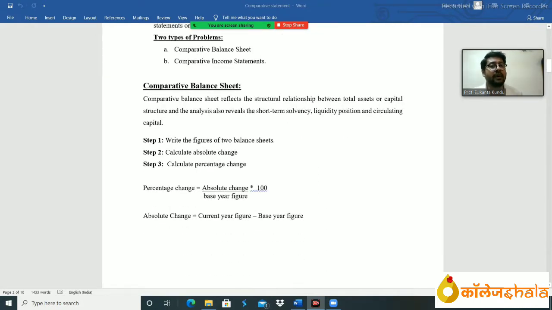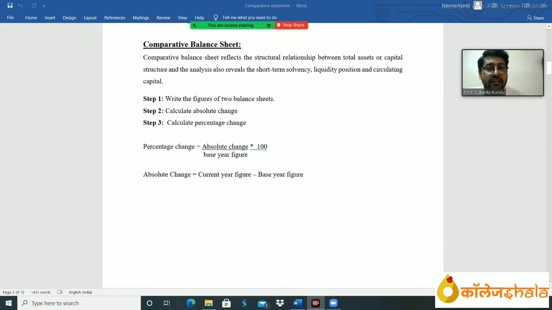In case of comparative balance sheet, you have to follow three steps. Step number 1, write the figures of two balance sheets. Step 2, calculate absolute change. Step 3, calculate percentage change. The formula of percentage change is absolute change divided by base year figure into 100, and the formula of absolute change is current year figure minus base year figure.